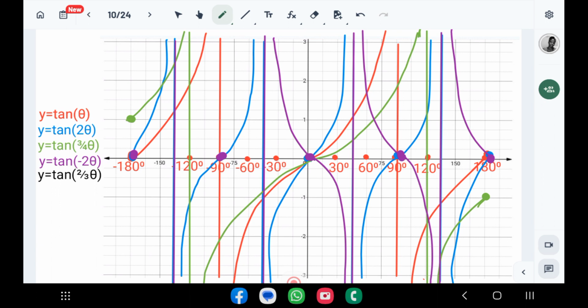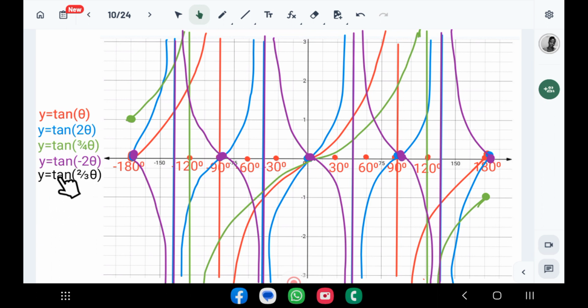So this is what we have. Let me fix this one. And that's how the graph of the purple y equals tan of minus 2 theta looks. Almost identical in every respect to the blue graph, except the shape is now upside down. It's reflected about the y-axis.